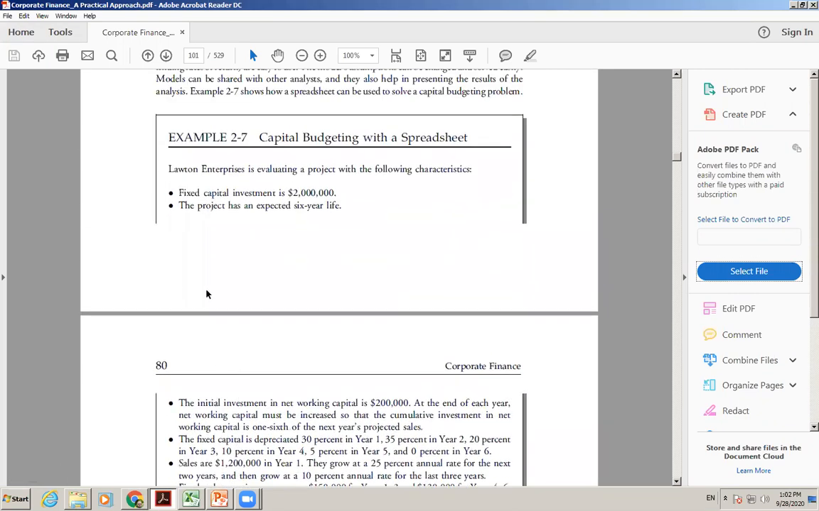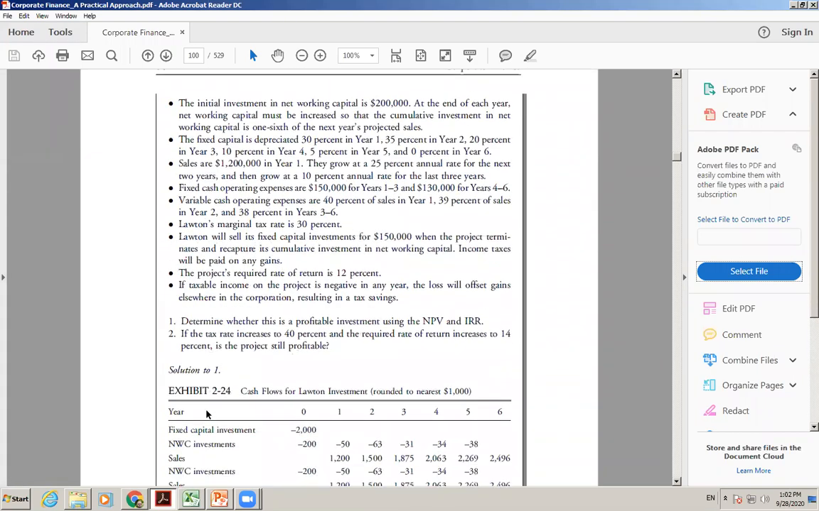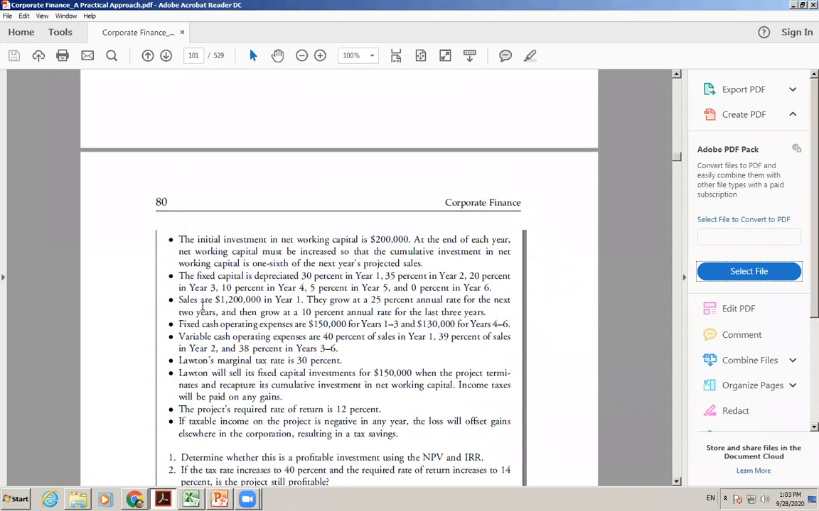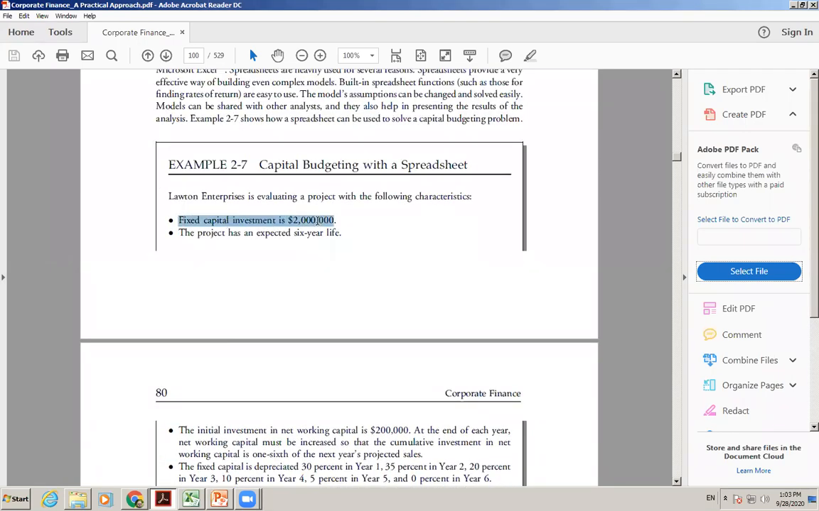First of all, you need to find out everything: what is the fixed capital investment, what is the net working capital investment, and so on. Everything is similar and easy, with one exception: they have the cumulative net working capital investments. This is how they get it, and this made it a bit complicated. The fixed capital investment is 2 million.